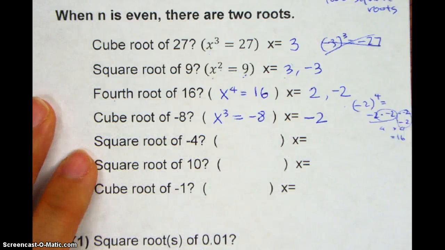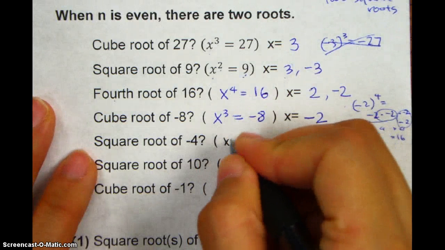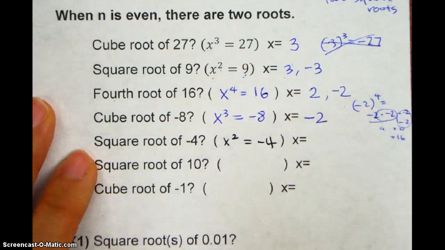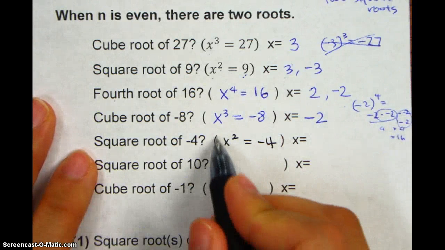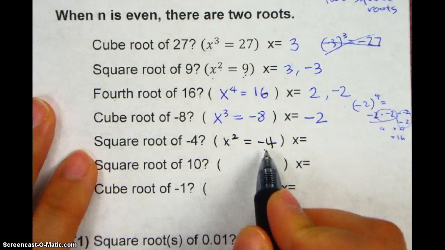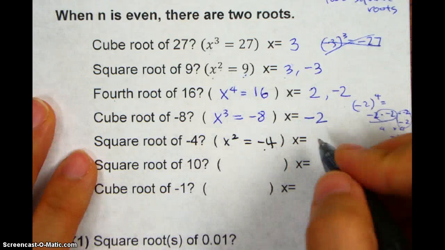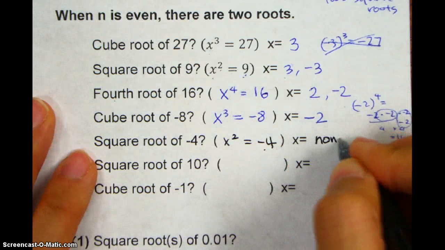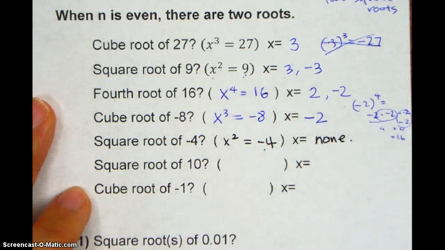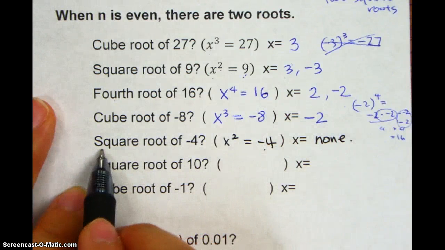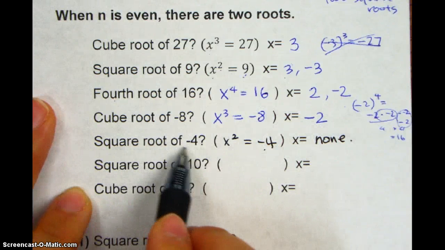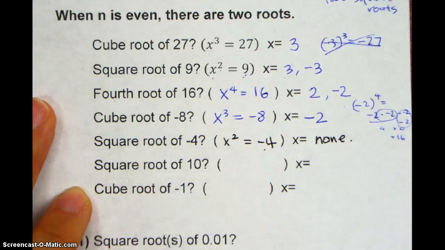Okay, square root of negative 4. So we have to find the number that, if you square it, you get negative 4. Well, there's no such number, because if you square any number, it's going to end up with a positive number unless it's imaginary. So we are talking about real numbers here. So we can say there's no such x. So we know that the even root of a negative number does not exist.